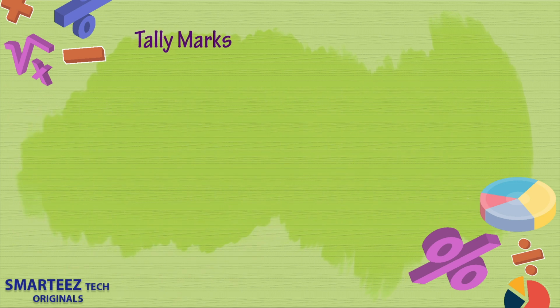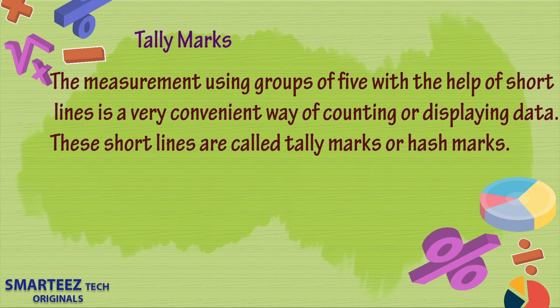Tally marks. The measurement using groups of 5 with the help of short lines is a very convenient way of counting or displaying data. These short lines are called tally marks or hash marks. Tally marks involve writing 4 straight lines and then drawing the 5th line, crossing the 4 lines. Each set of tally marks of 5 lines represents a total of 5. The tally marks are usually used for displaying an ongoing count, like scoring a sports event.